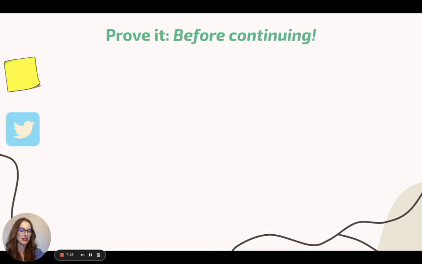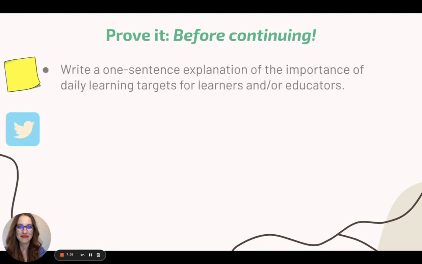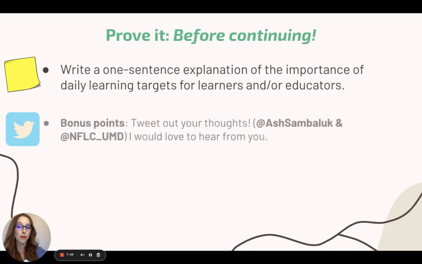All right, I hope you took it seriously because I'm going to test you even though it's the honor system. So before you continue, I'd like you to prove it. Write a 1-sentence explanation of the importance of daily learning targets for learners and or educators. If you have a pen and a notebook, jot it down, just 1 sentence, a sticky note, or type it in your phone. Bonus points if you type it in a tweet and tweet out your thoughts.